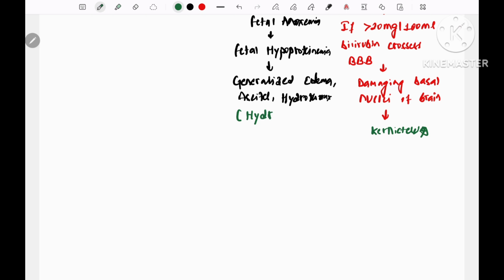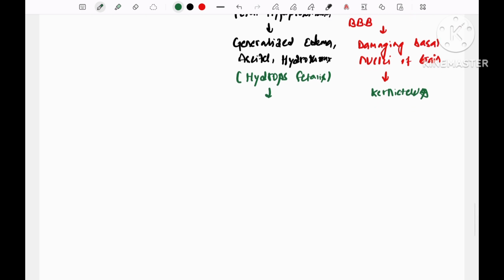This condition is known as hydrops fetalis. And if this condition gets worse, then due to cardiac failure, fetal death can occur.